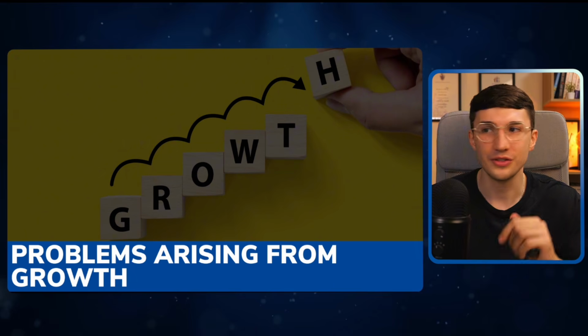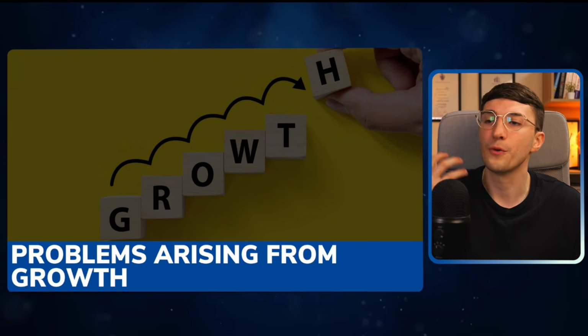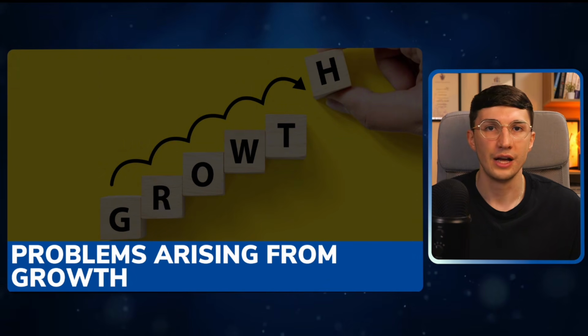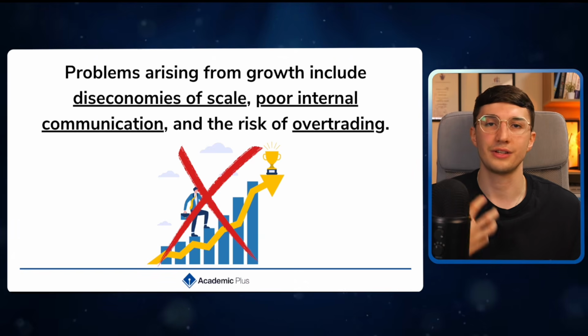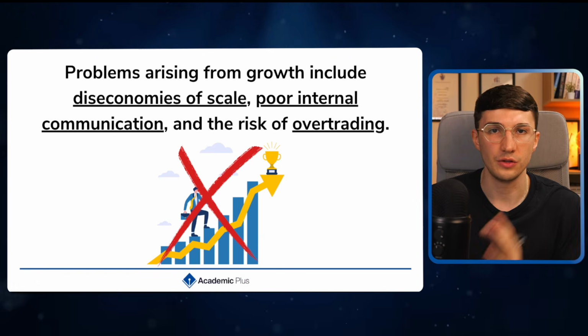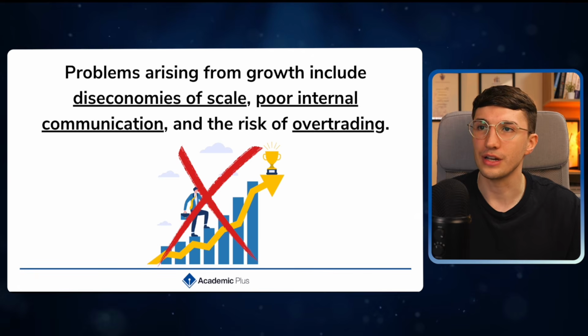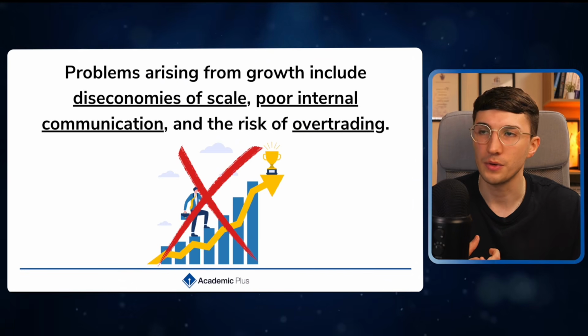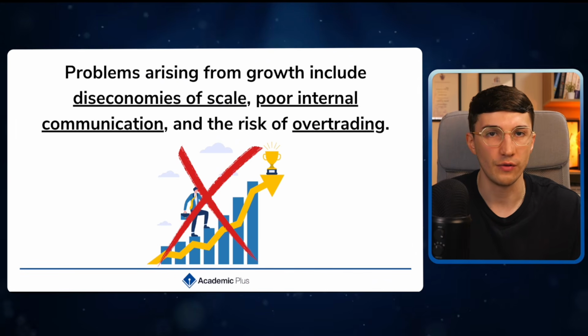The next thing that we'll do in this revision video is that, well, we've had a look at all the good reasons about why a business wants to grow. But we're business students. We want to know how to evaluate these situations. So what we are going to do now is look at the different problems arising from growth. Now, we've already looked at one of them. We've already looked at diseconomies of scale, so we don't need to do that again. But we've got two other reasons. We've got poor internal communication and also the risk of overtrading.